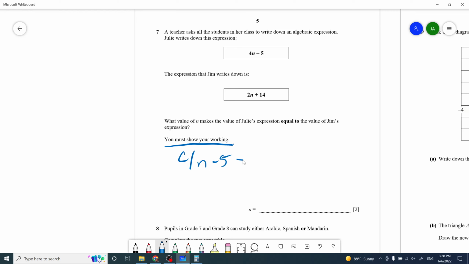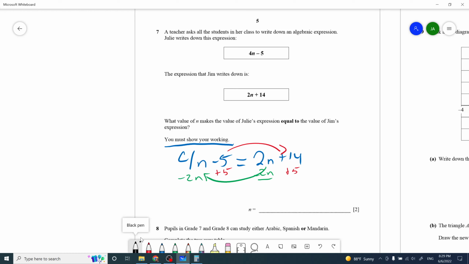So we take 4n minus 5. They said they want them to be equal, so we're going to set them equal to each other: 2n plus 14. What I recommend here is getting your n's on one side and your numbers on another. So let's take our n over here. We're going to take the minus 2n. And let's take our numbers to the other side. To get rid of this, we would do the opposite. So plus 5 and plus 5.